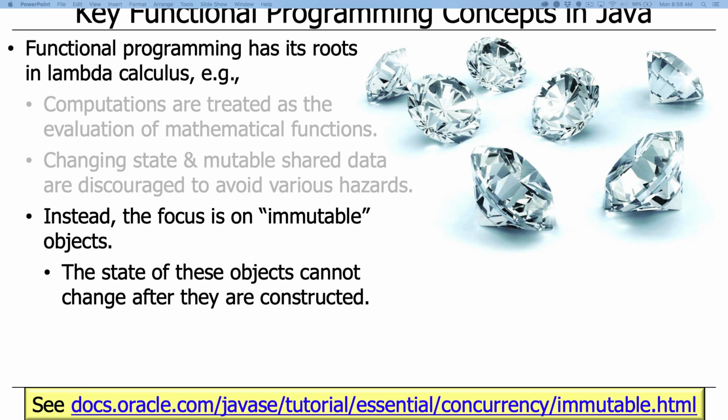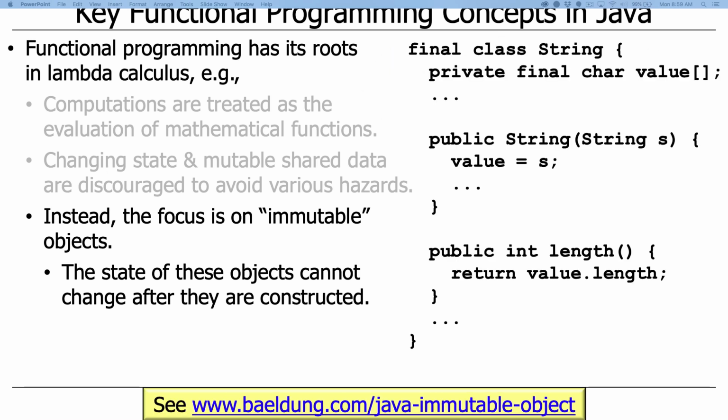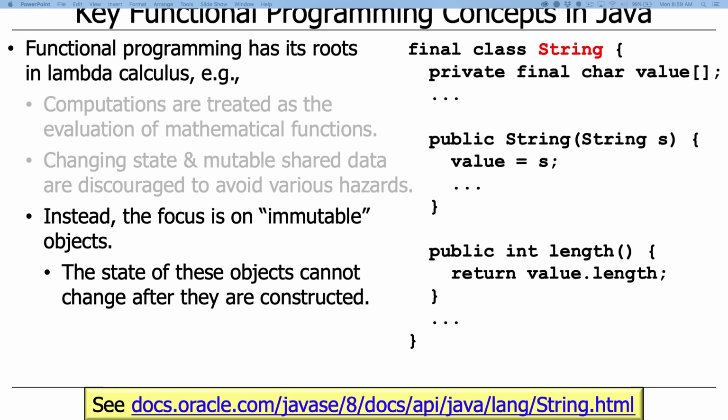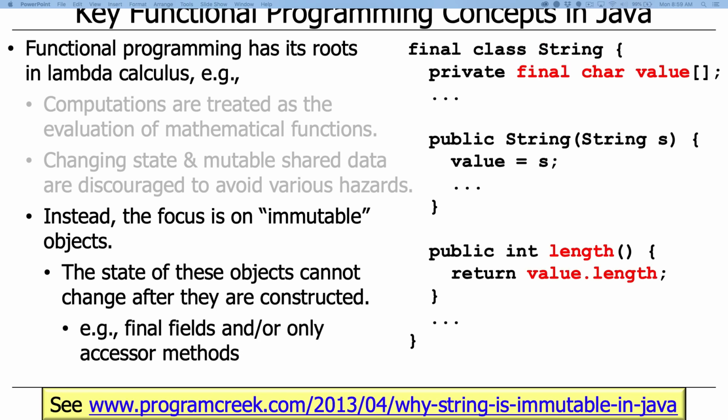When you first think about this, you say, wow, that's a pretty stringent limitation, isn't it? Well, ironically, there's a very popular class in Java that you've undoubtedly used before if you've programmed with Java very much, and that is Java string. And Java string is an immutable object. So you can learn more about Java string here, and I'll show you why it's immutable.